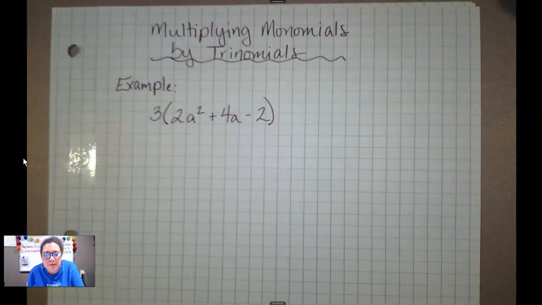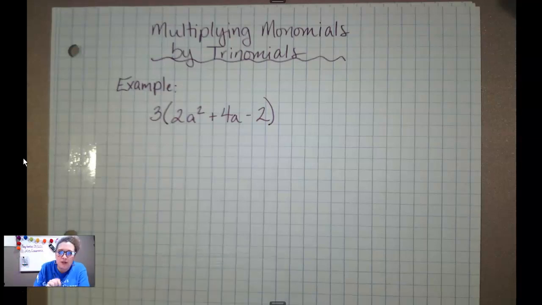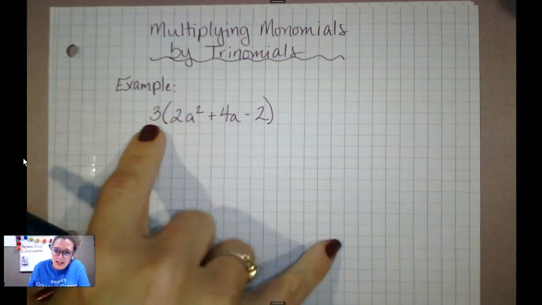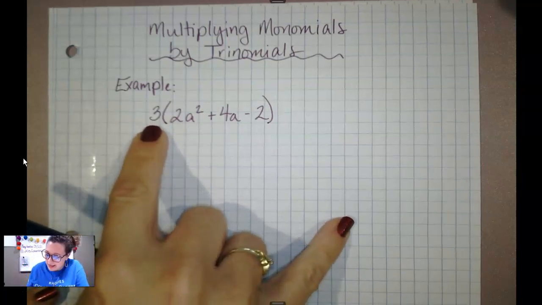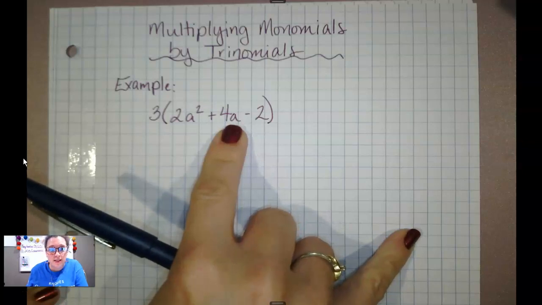Hi, today we're going to look at multiplying monomials, this time by trinomials. So you've done monomials, you've done binomials, now we're going to look at trinomials. As you can see, I am taking a monomial, this 3, and it's going to be multiplied by this trinomial, which means it has 3 terms on the inside of the parentheses.